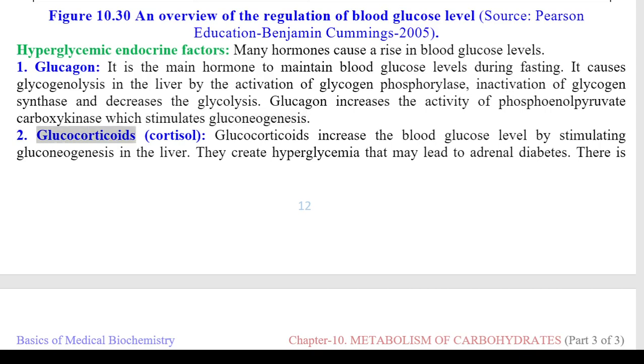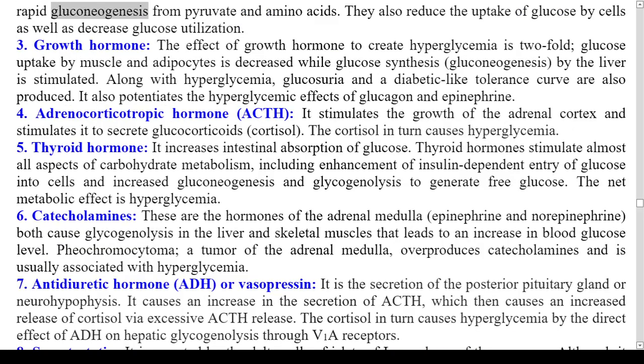2. Glucocorticoids, cortisol. Glucocorticoids increase the blood glucose level by stimulating gluconeogenesis in the liver. They create hyperglycemia that may lead to adrenal diabetes. There is rapid gluconeogenesis from pyruvate and amino acids. They also reduce the uptake of glucose by cells as well as decrease glucose utilization.